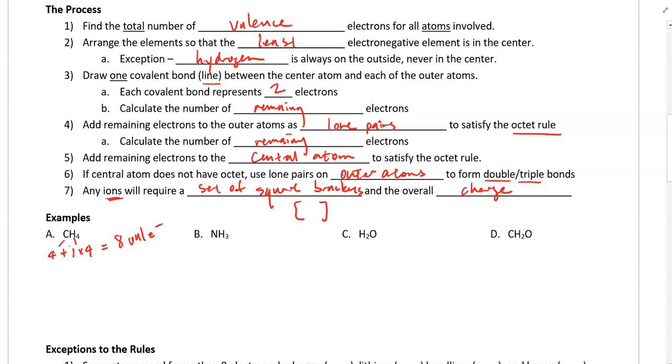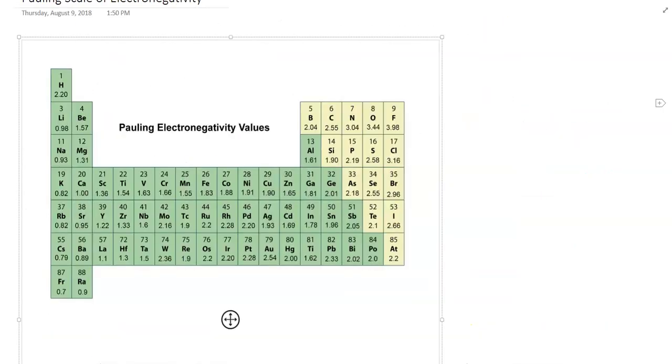Now, that's step 1. Step 2, arrange the elements so that the least electronegative element's in the center. All right, so we can look at carbon and hydrogen, and you can look at the Pauling scale here. So let's go ahead and find that. Hydrogen is 2.20. Carbon is 2.55. So the rule says the least electronegative element would be hydrogen. But we just saw that a minute ago.